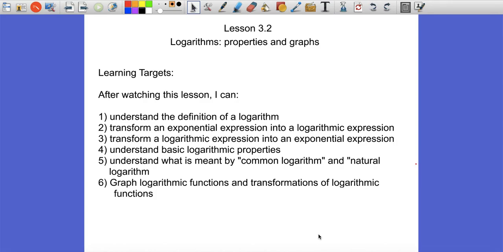As the student, after the lesson, you will be able to understand the definition of a logarithm, transform an exponential expression into a logarithmic expression, and vice versa, logarithms back into exponential expressions. Understand basic logarithmic properties. Understand what is meant by a common logarithm and a natural logarithm. And then lastly, be able to graph logarithmic functions and transformations of logarithmic functions. All right, without further ado, let's go ahead and get started.